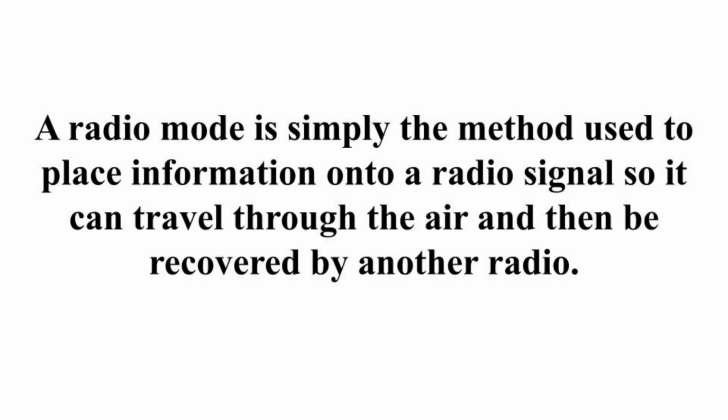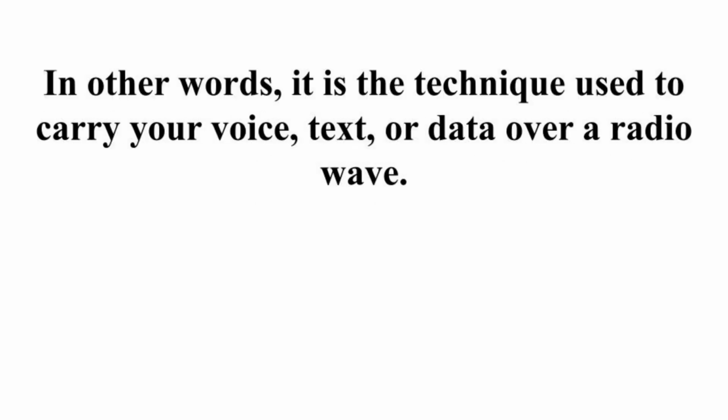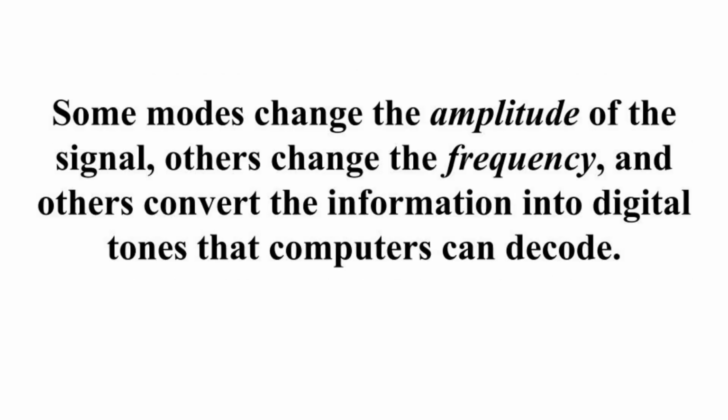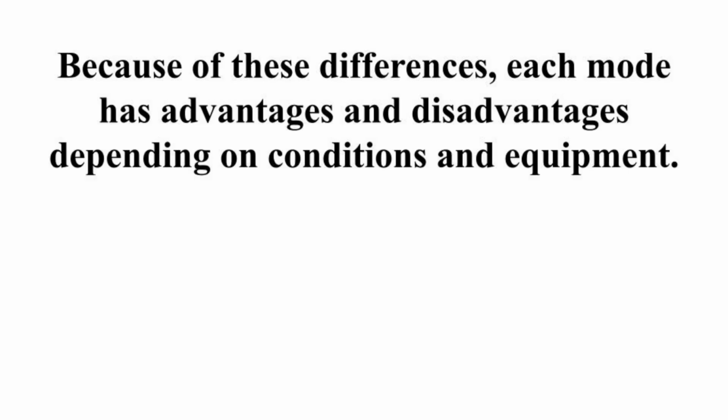Before we start listing them, it helps to understand what the word mode means in radio. A radio mode is simply the method used to place information onto a radio signal so it can travel through the air and then be recovered by another radio. In other words, it is the technique used to carry your voice, text, or data over a radio wave. Different modes change different parts of the radio signal. Some modes change the amplitude of the signal, others change the frequency, and others convert the information into digital tones that computers can decode. Because of these differences, each mode has advantages and disadvantages depending on conditions and equipment.